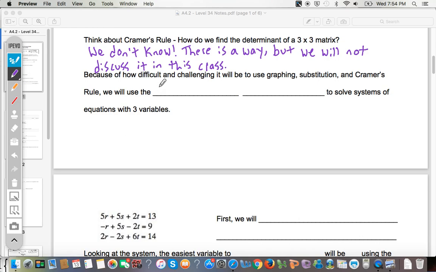Okay, so because of how difficult and challenging it will be to use graphing, substitution, and Cramer's rule, we will use the elimination method to solve systems of equations with 3 variables. Great. Pause the video if you need a little bit more time.